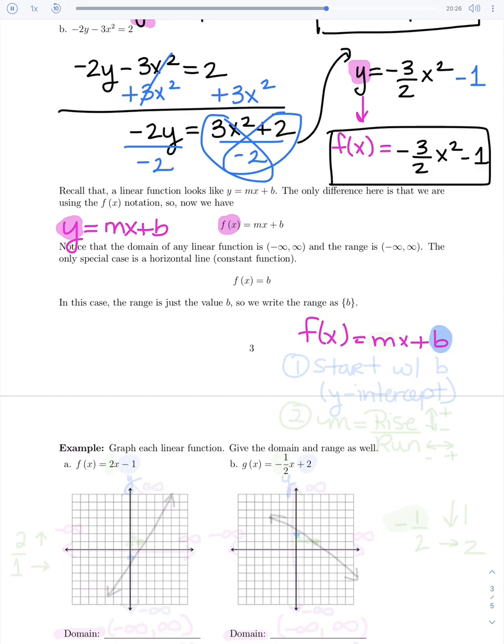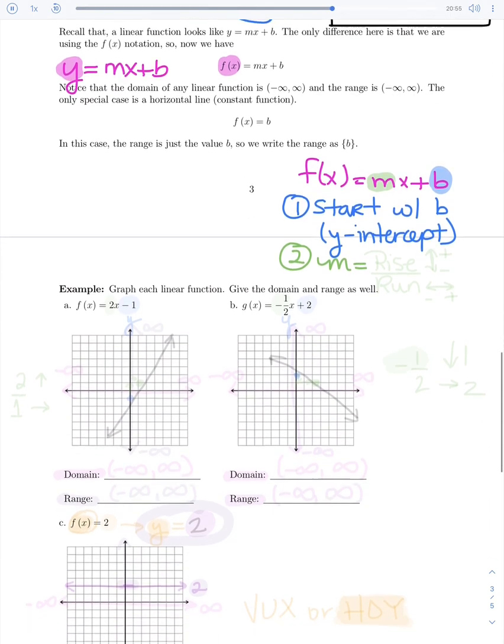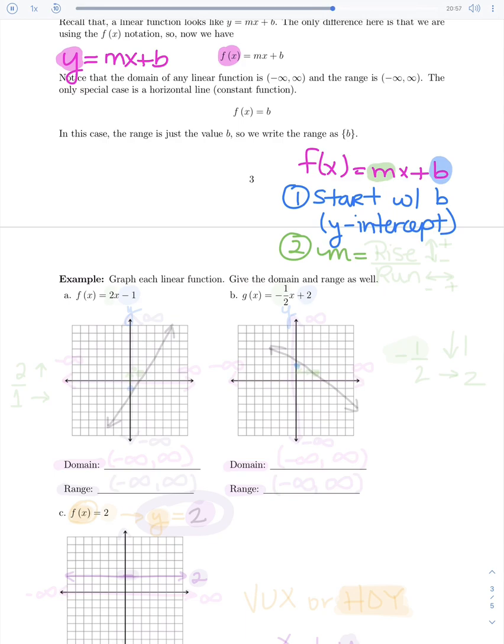We started out with the b first. We start with b, which was your y-intercept, where you intersect the y-axis. Then we moved on to using the m, which was the slope. The slope gave us a map on how to get from our b to a new point, a second point, so that we could draw our line.